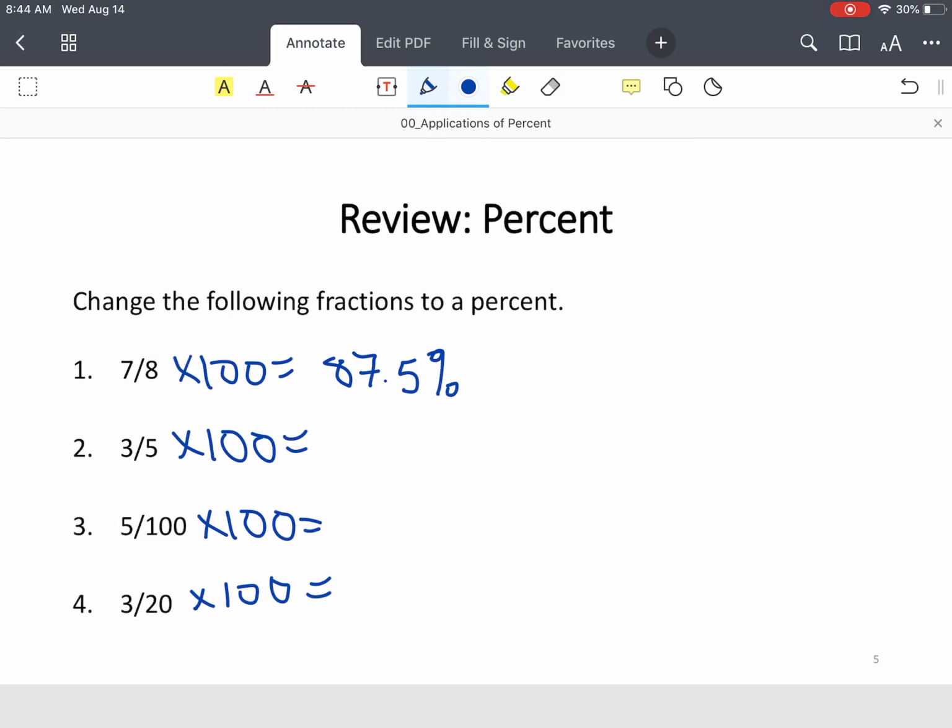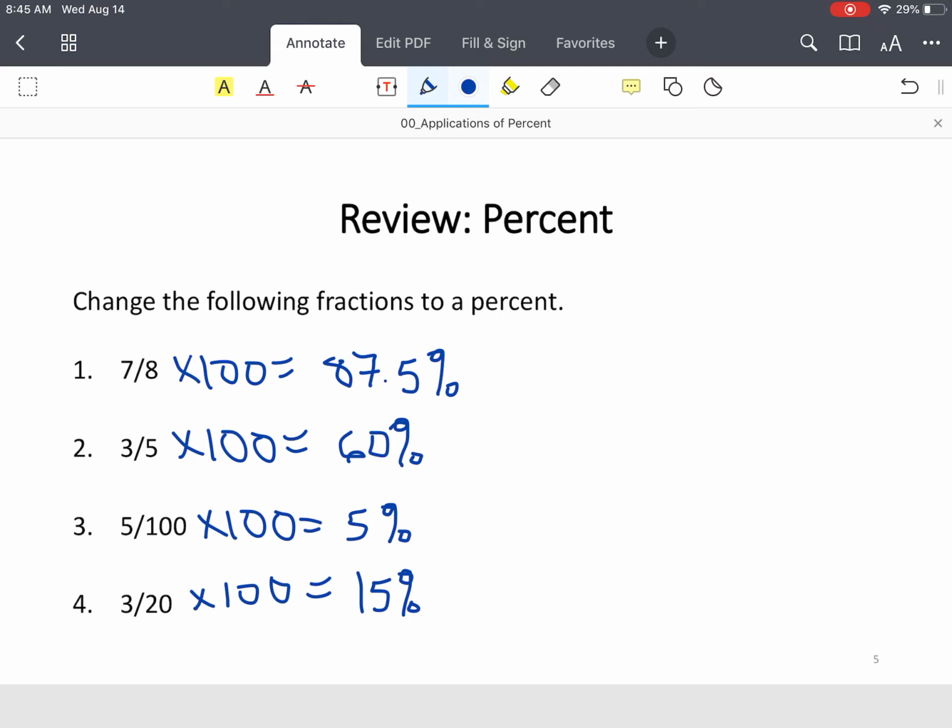3/5 times 100. All right, that's 300 over 5, which is 60%. All right, 5 over 100 times 100. 100s cancel, so this is 5%, which makes sense because this is 5 out of 100, which is 5 cents. 5 cents is the same thing as 5%. And then we have 3 out of 20 times 100. That's 3 times 100, which is 300, divided by 20, which is 15%.